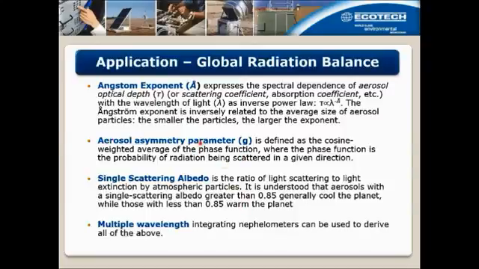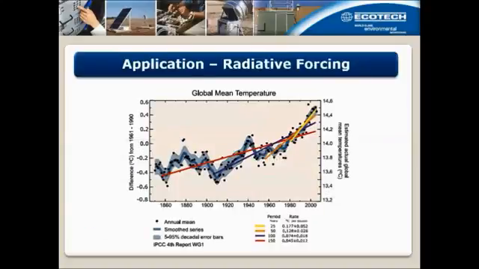I showed you at the beginning that when the particles get bigger, the aerosol scattering has a forward peak, and you get more forward than backward scattering, and that can be described as the aerosol asymmetry parameter. You can measure the single scattering albedo, and for all of that you need multiple-wavelength instruments. When you want to answer questions about global warming, you want to know the contribution of particles to the global warming trend, and nephelometers will be used to help answer that kind of question.